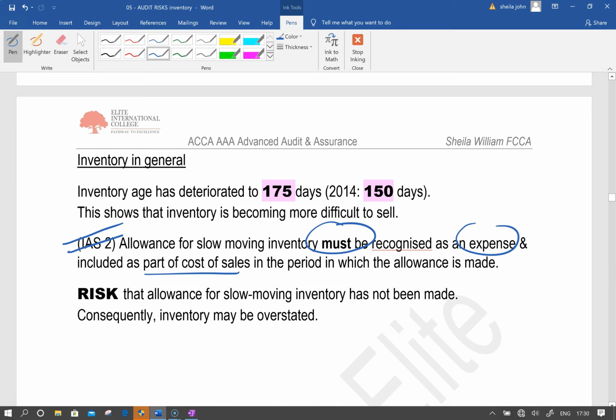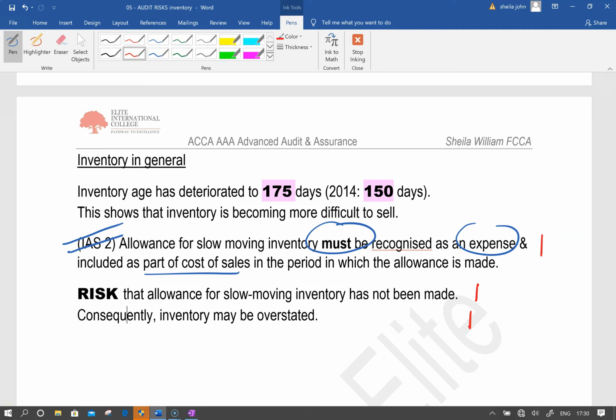All right. And then risk here, that the allowance for slow-moving inventory has not been made. Accounting treatment is that it should be made. Risk is that it has not been made. And then consequently, inventory is going to be overstated. So we've got 1 mark here for the accounting treatment, 1 mark here for the risk, and 1 mark for the consequences as well. So let's go on to the next question.